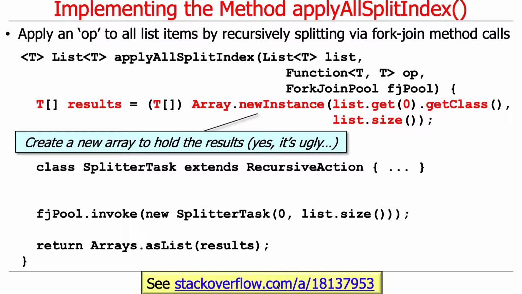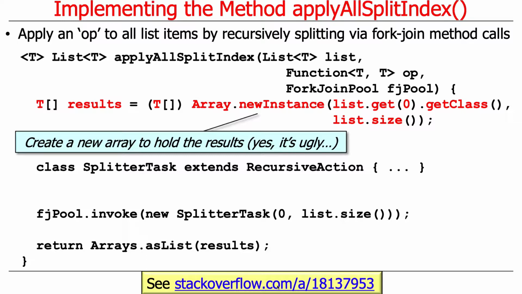And don't even get me started on what this means. We're using Java reflection in order to be able to create a new array. And the type of the array is the class of the item in the array. And the size of the array will be the size of the list. So now we have a new array. And we're going to use this in a very cool way.